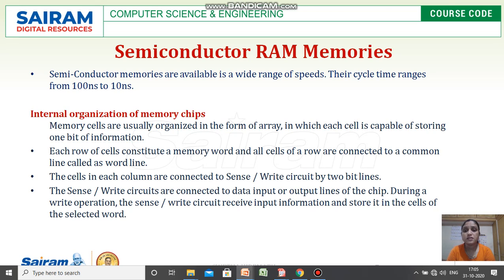Now the internal organization of the memory chip. Memory cells are usually organized in the form of an array, in which each cell is capable of storing one bit of information. Semiconductor cells, as already explained in the first unit, store one bit of data at a time. Each row of cells constitutes a memory word, and all cells of a row are connected to a common line called the word line.